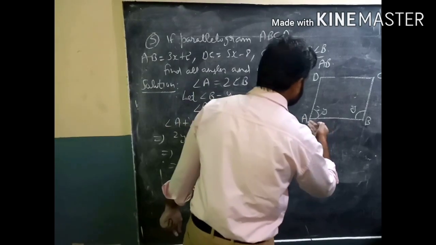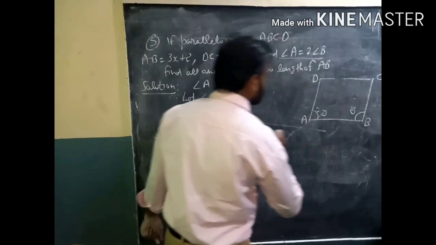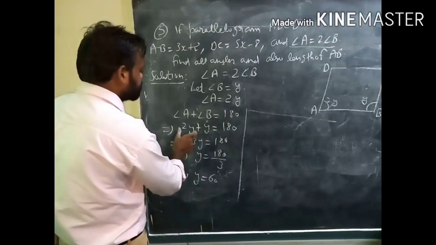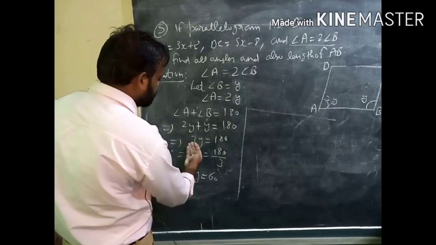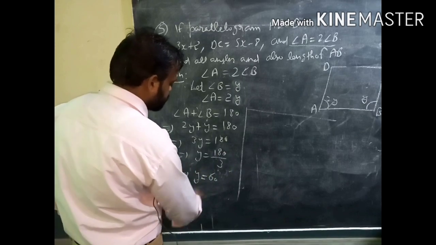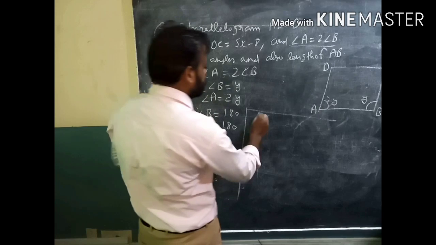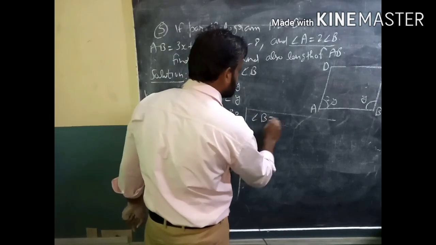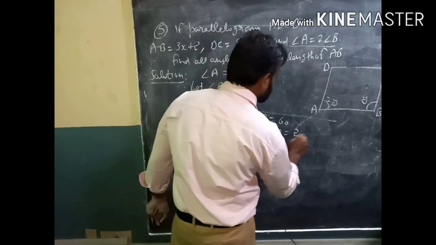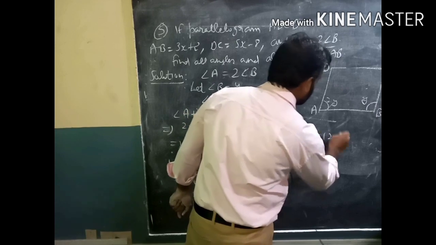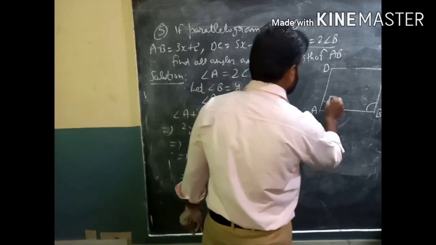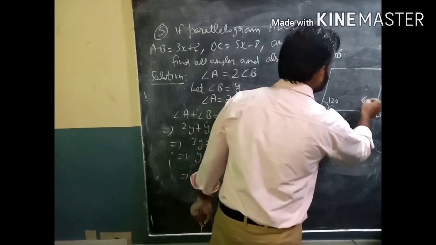Now we know the condition that the sum of the adjacent angles in a parallelogram is equal to 180. So angle A plus angle B is equal to 180, and 2y plus y is 3y, equal to 180. Then take this 3 in the denominator. After dividing 180 by 3, it becomes 60. So the value of y is 60, meaning angle B is 60. And angle A is 2y, meaning 2 into 60, so it becomes 120. So the exact values are: angle A is 120 degrees and angle B is 60 degrees.